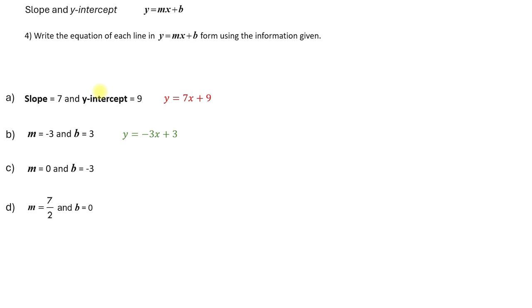For c, we're told m, or the slope, is 0, and b, or the y-intercept, is -3. So if m is 0, we will not have any value or any coefficient in front of an x. So we can just simply say y equals -3.